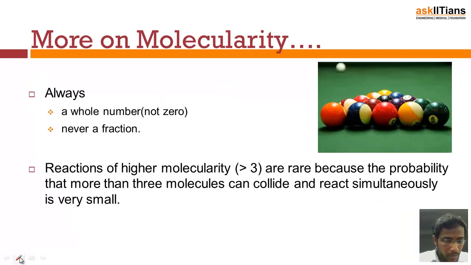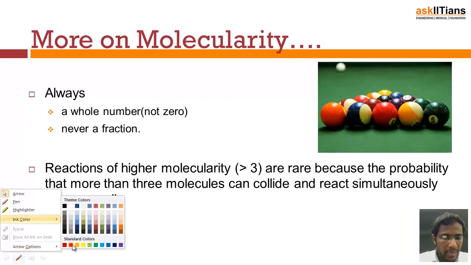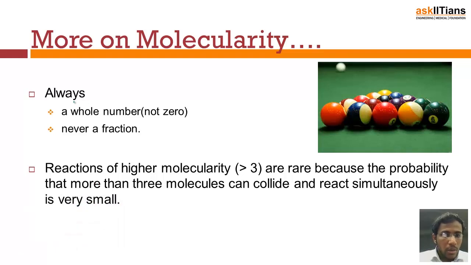Let's discuss more about molecularity. The molecularity is always a whole number. It cannot be 0. It may be 1, 2, 3, 4 and so on. It cannot be 0, because 0 means nothing is involved in a reaction. But in a reaction, at least one reacting species will be involved. So the least molecularity can be 1. It cannot be 0, and it cannot be a fraction also.